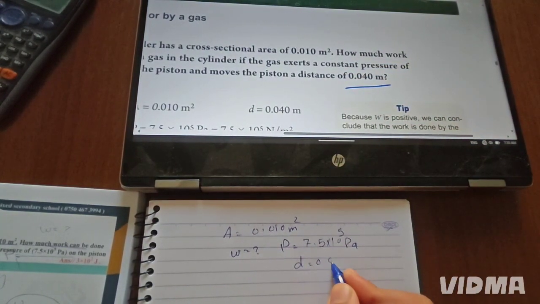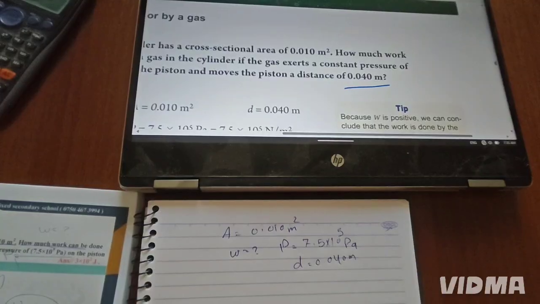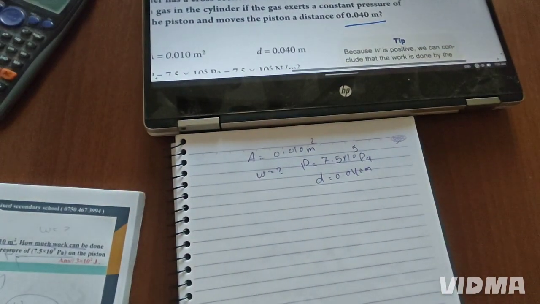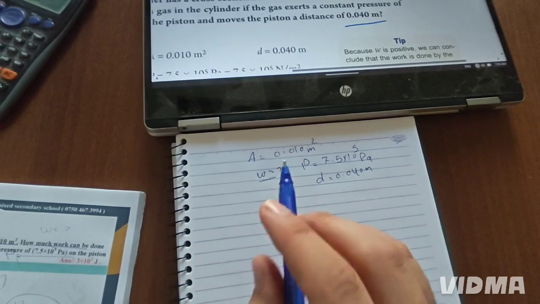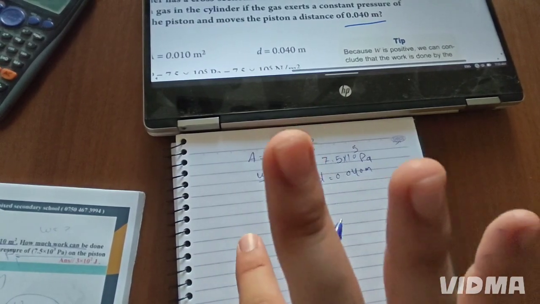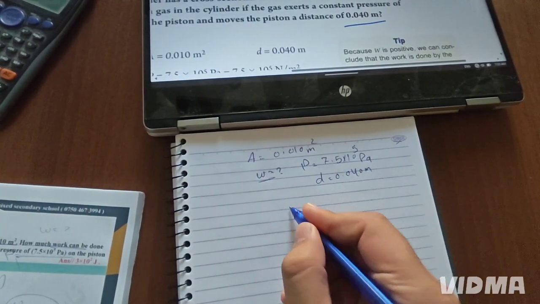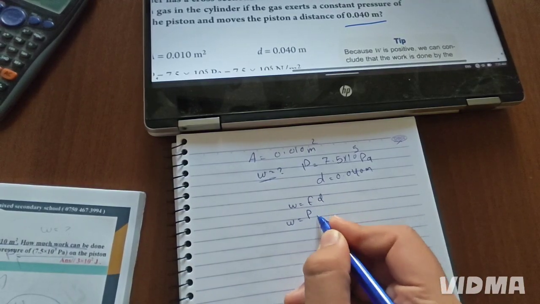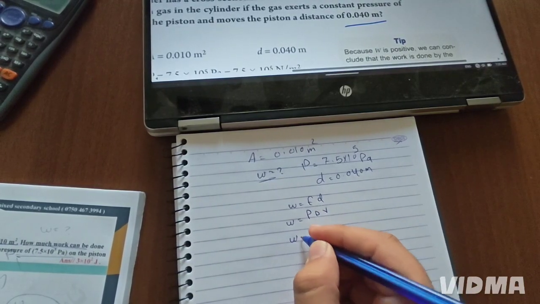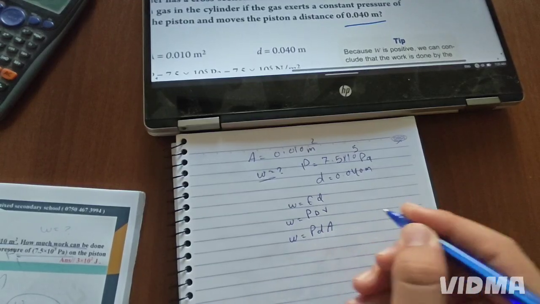D equal to 0.040 meter. So I think it's so clear and so easy how we can find work, guys, students. I told you, and we have explained 3 rules of work. One of them was W equal to FD, the second rule was W equal to P delta V, and the last one, W equal to PdA.